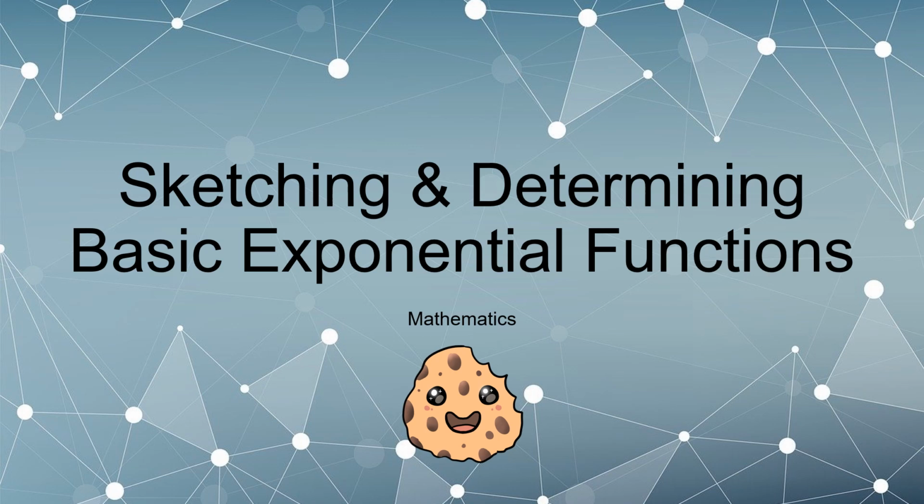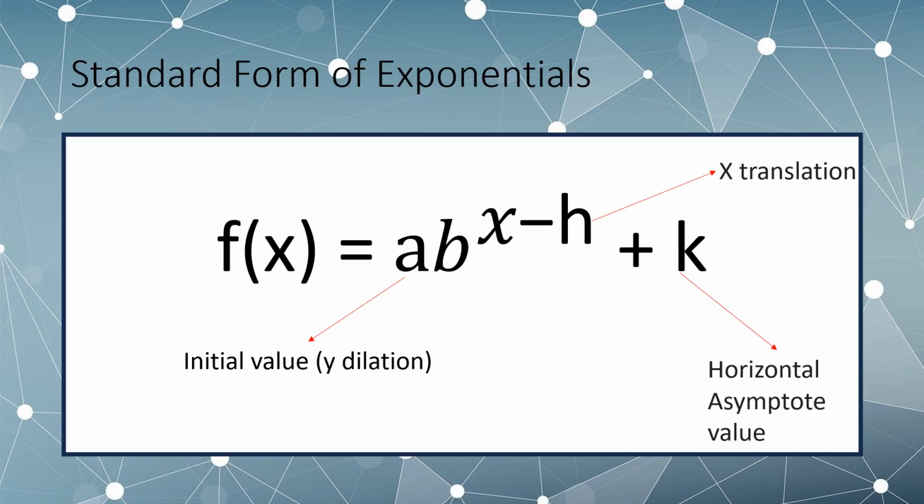Today, we'll be looking at sketching and determining basic exponential functions on the Cartesian plane. Before you is the standard form of exponentials. That is, f of x is equal to a b to the power of x take h plus k. Our a value is often called our initial value and provides our y dilation factor. Our k value provides our horizontal asymptote value.